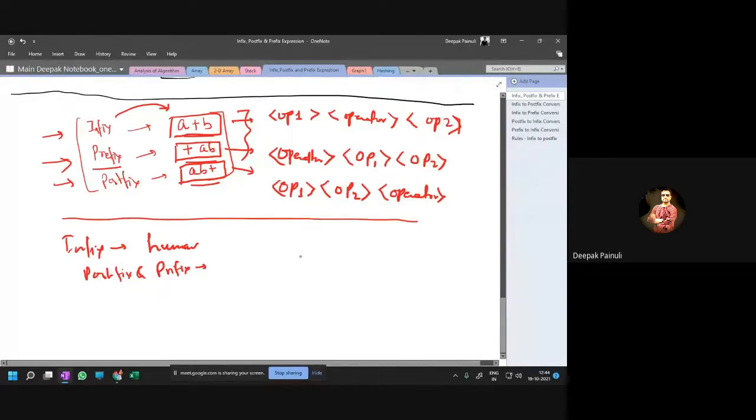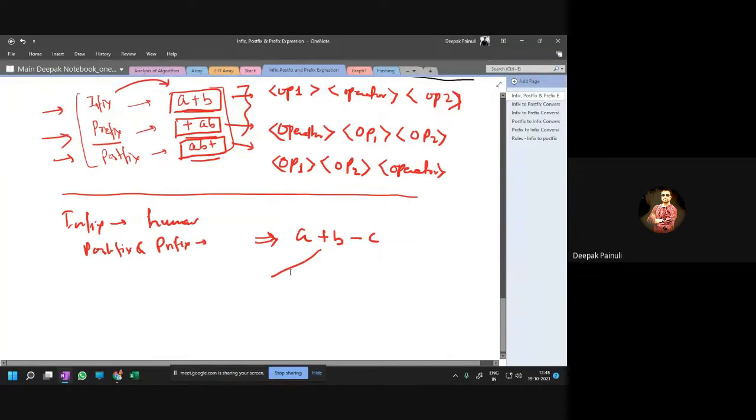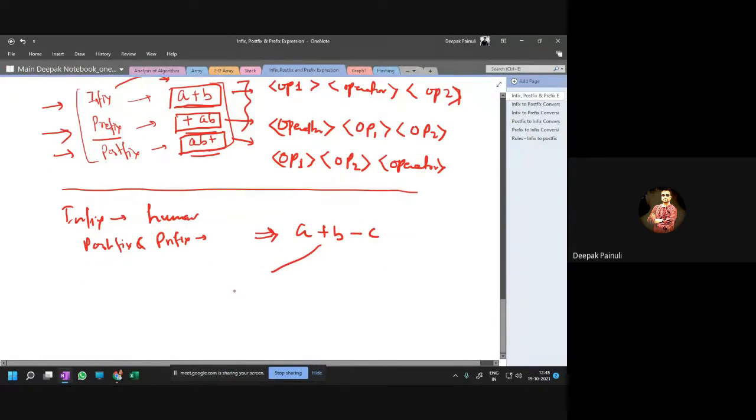Let's say I have an expression a plus b minus c. If you have to evaluate this expression by simple mathematical rules, how will you do that? You may have two options. Maybe one of the students will first do a plus b, then subtract c, and in the second case, maybe another person will do it like this.